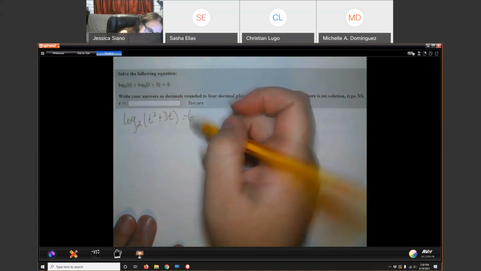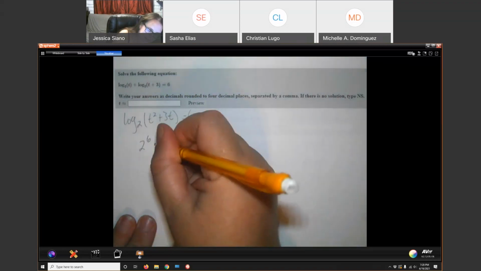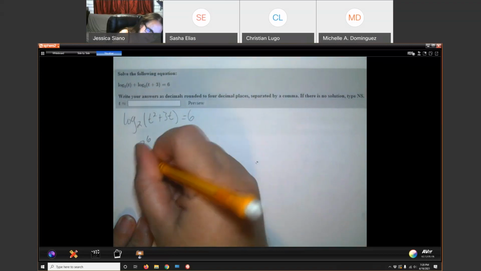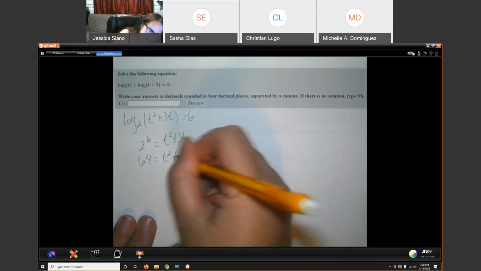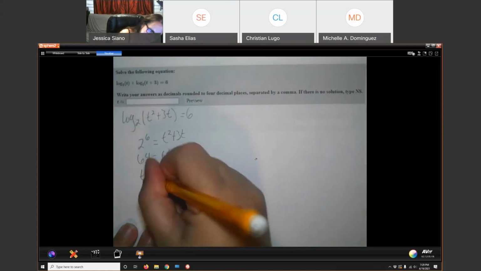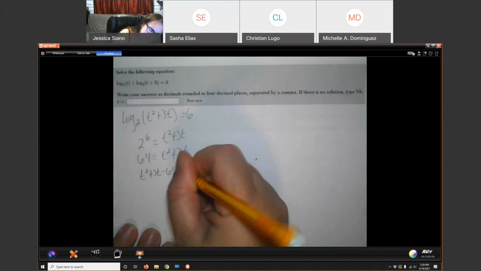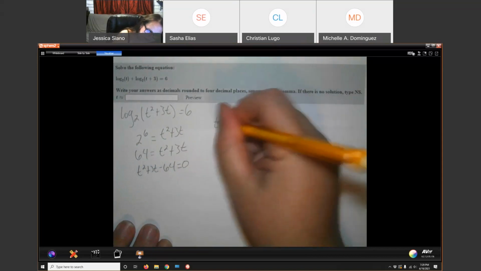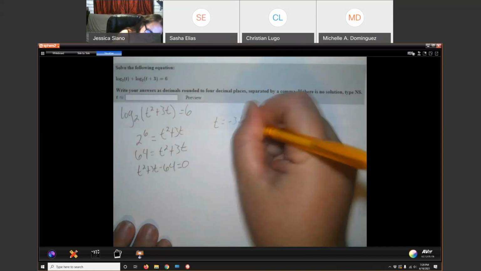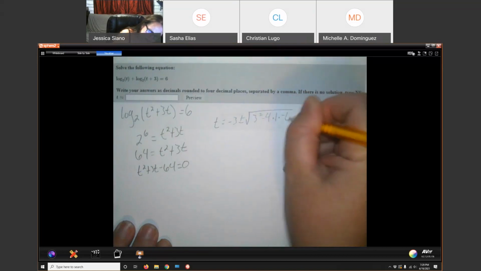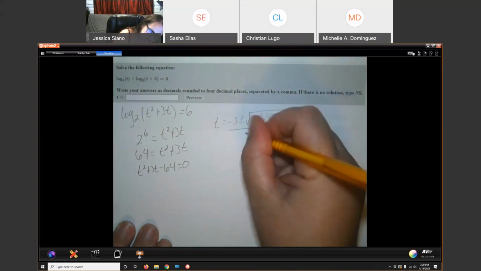Then I'm going to turn this into an exponential. 2 to the 6 equals t squared plus 3t. 2 to the 6 is 64. So t squared plus 3t minus 64 equals 0. And then I'm gonna have to use the quadratic formula on this one. So negative b plus or minus the square root of b squared minus 4ac over 2a.